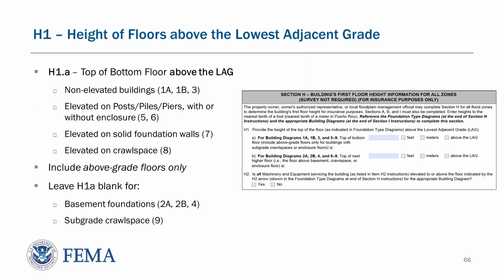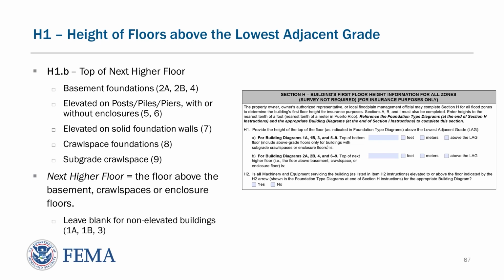For H1A, measure the height of the top of the bottom floor that is at or above the lowest adjacent grade. This field gets filled out for all foundation types except for basement foundations and below grade crawl spaces. Again, we only measure above grade floors in Section H. If the building has a subgrade crawl space or basement, just disregard any floor that's below grade.